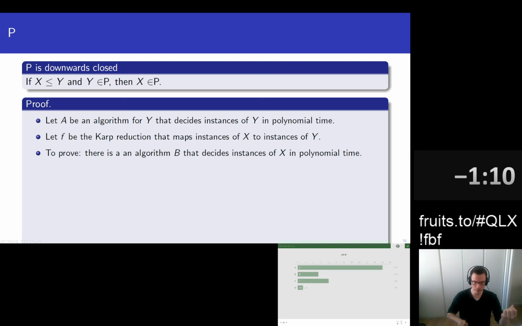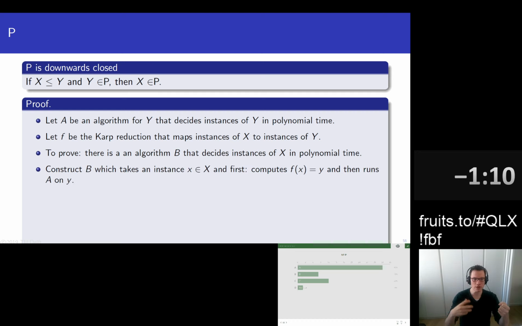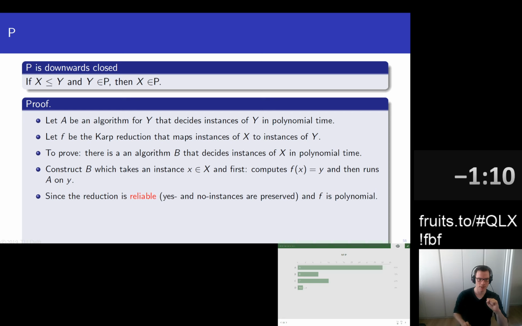Now what do I need to do? I need to find an algorithm for x that decides x in polynomial time. Well, let me construct it. Given an instance of x, I use my reduction to get an instance of y, and now I run the polynomial time algorithm that I have for y.